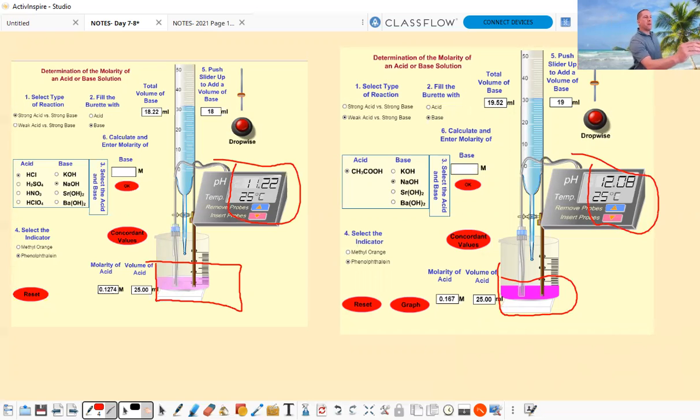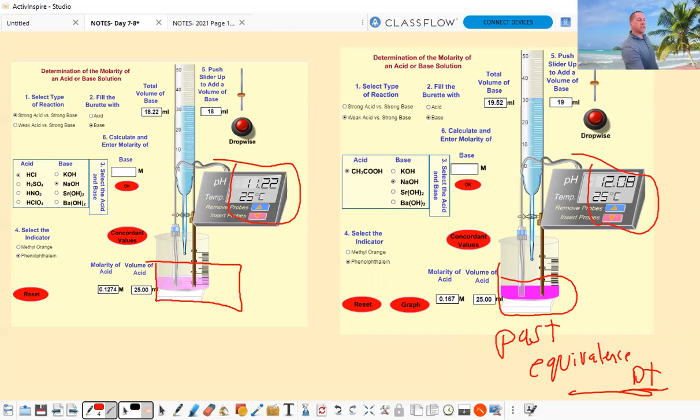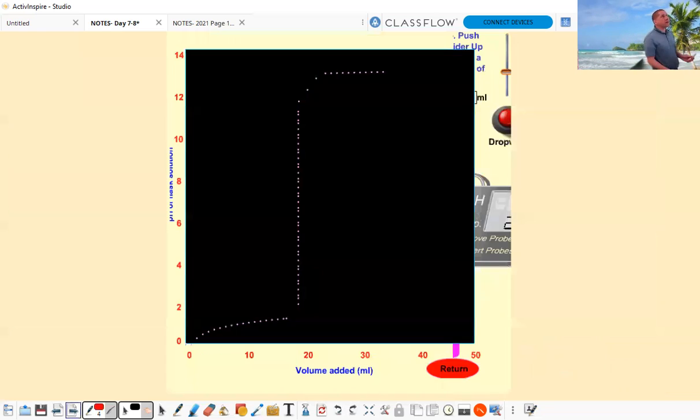So this one would be past the equivalence point. So we wouldn't want to use this number if we were trying to do moles at the equivalence point. We want to use this one. So when we got to 18.22 milliliters of base added, by the time you got to 19.52, you could see the change got really, really dark. It got way past. And so we can then graph that.